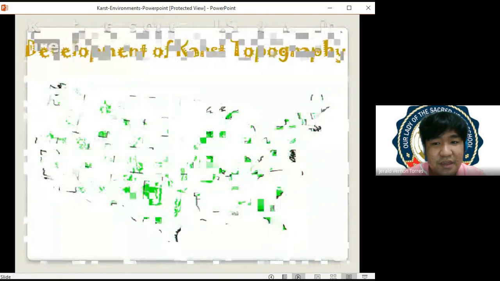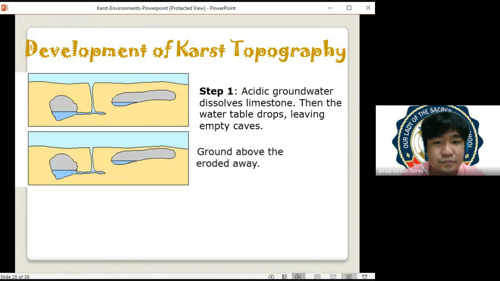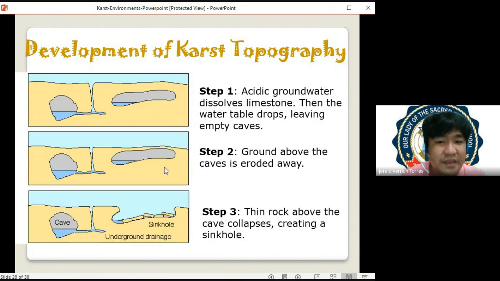Ngayon, the thing is ito. So by this point, meron tayong cave filled with water. Meron tayong cave filled with water. So over time kasi pwedeng bumaba yung water table natin. And this water table, sa pagbaba ng water table natin, marami yung profound effect.